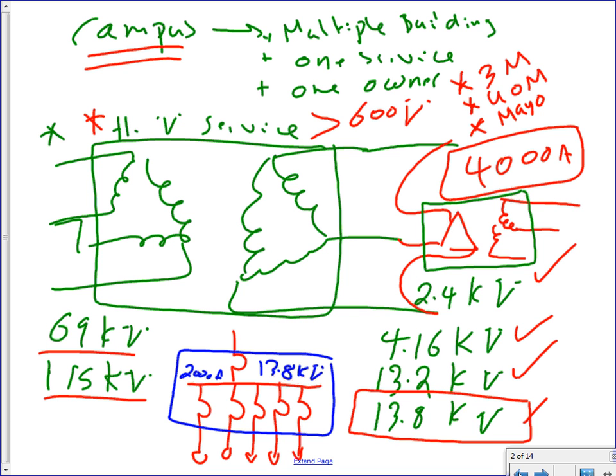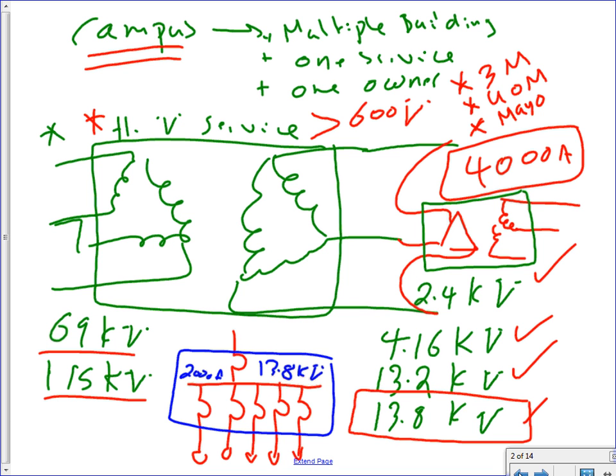Okay, so where would you use the service higher than 600 volt? As I said, 3M, U of M, Mayo Clinic are examples of places where they get higher than 600 volt. You can think of that caliber type, all the petroleum manufacturing plants, very, very large industrial plants. The criteria for these are typically campuses. You go to 3M, the campus of 3M is bigger than towns, right? The buildings and the area that they cover, it's like a town.